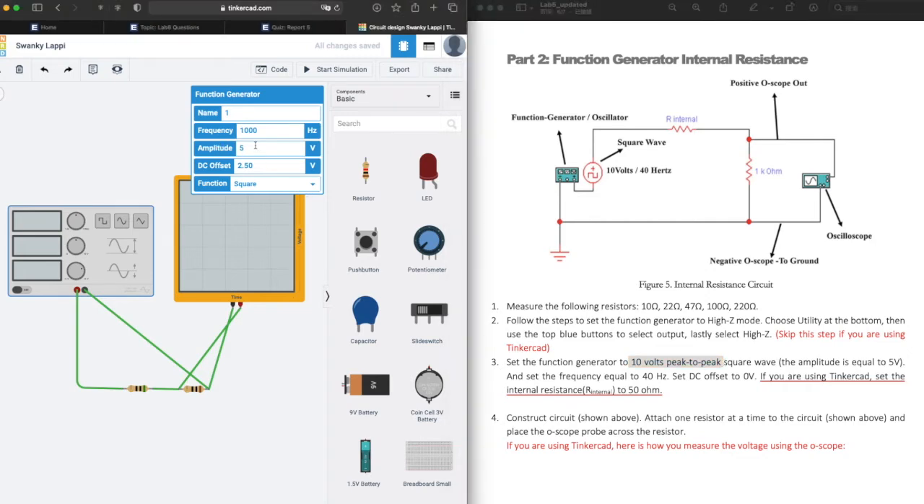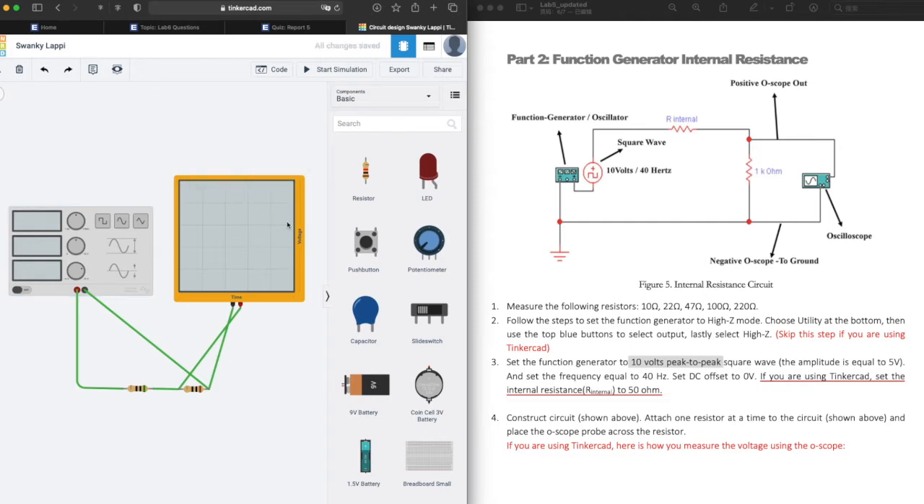One thing I need to mention is in Tinkercad, this amplitude is actually the peak to peak value. I know it's confusing, but it's just how they build this website. So here it's set 10 volt peak to peak. We just set it to 10. And the frequency is 40 Hertz. Set to 40. And that's it. Then we start simulation.